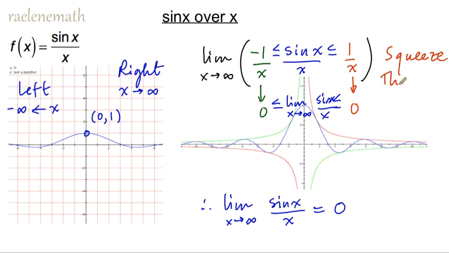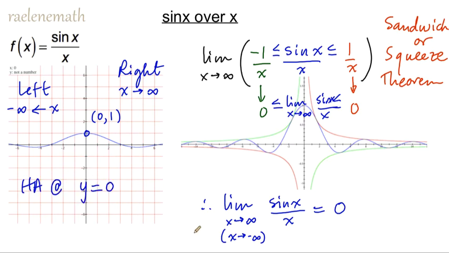Now, if the two boundary values, the 0 and the 0, were different, then we couldn't apply the Squeeze or the Sandwich Theorem to make any conclusion. Either the limit doesn't exist or we'd have to use some other technique to find out why. This result is also true on the left-hand side, and so we have that the left-hand end behavior and the right-hand end behavior are the same. And what that means is we have a horizontal asymptote at y equal to 0 on this function.